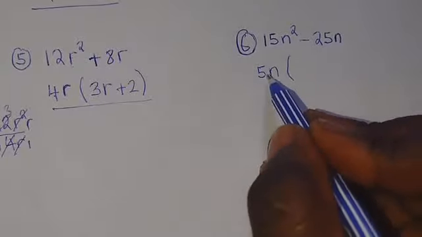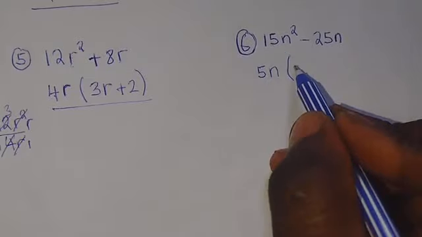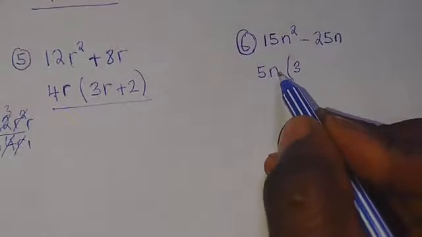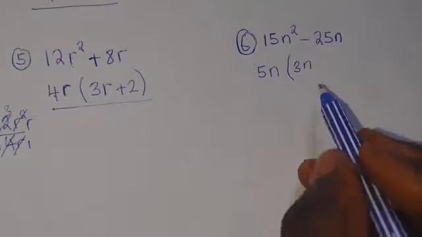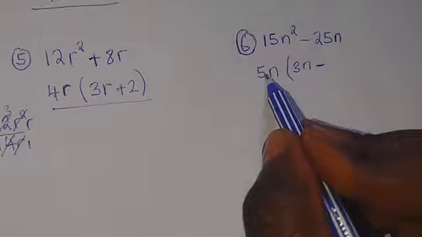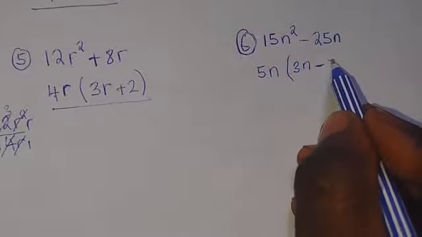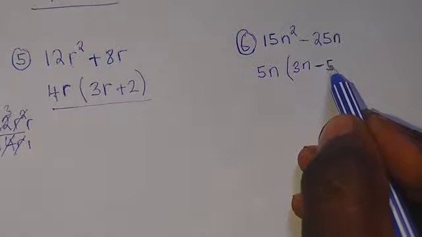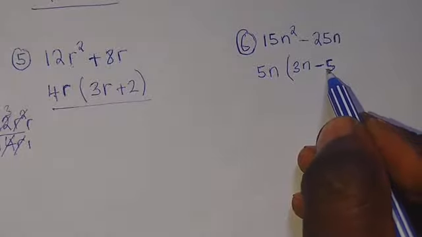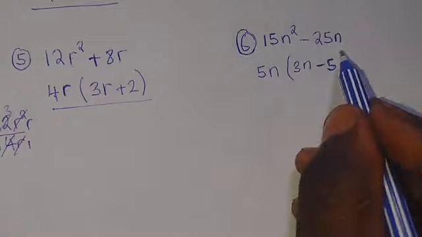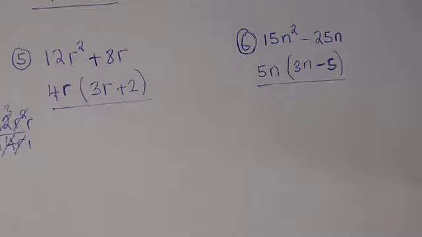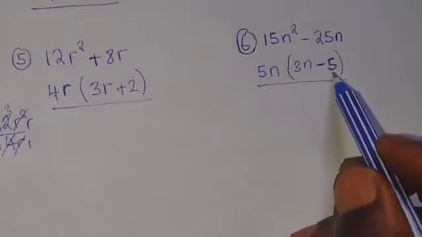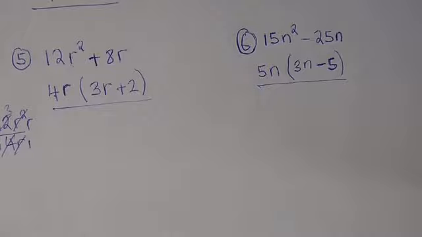Then open bracket, 5 into 15, how many times? 3 times. n into n squared, you just remain with a single n. Minus 5 into 25, how many times? 5 times. n and n you cancel, so you get this. So this is your answer: 5n, in brackets we have 3n minus 5. So we now move on to another question.